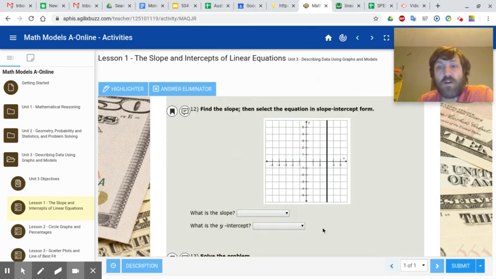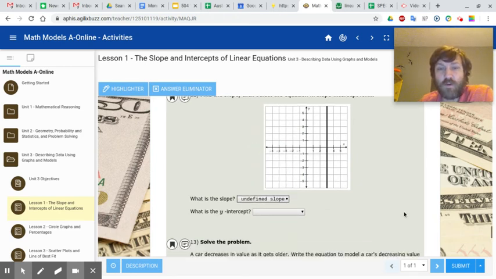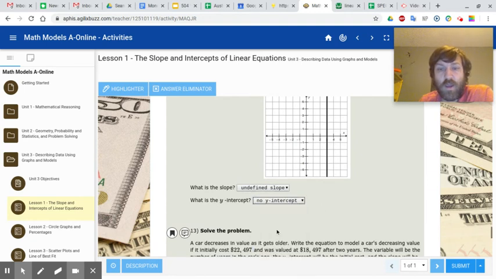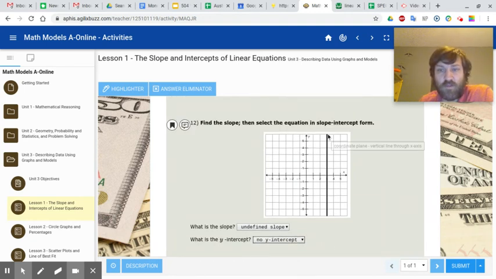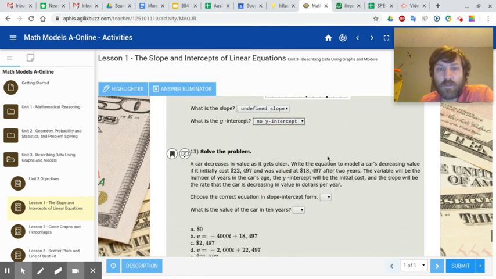This is an example of undefined, and it does not have a y-intercept. Let's just mark that. Undefined slope. No y-intercept. And that's all you have to do on those, because these do not cross the y-axis and they don't have a slope that is defined.